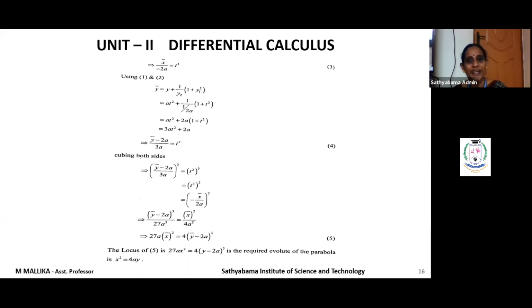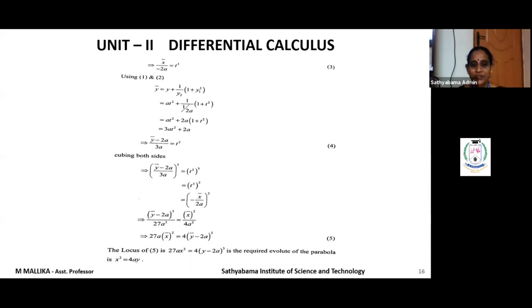If I square equation 3, I will get t power 6. If I cube equation 4, I will get t power 6. So square equation 3 and cube equation 4, and then when you simplify, your t will be eliminated, and you will be getting an equation: 27a x bar square equals 4 into (y bar minus 2a) the whole cube. Right?